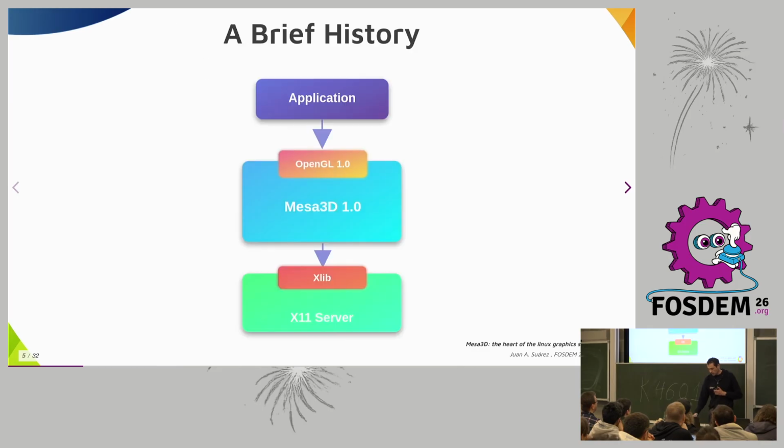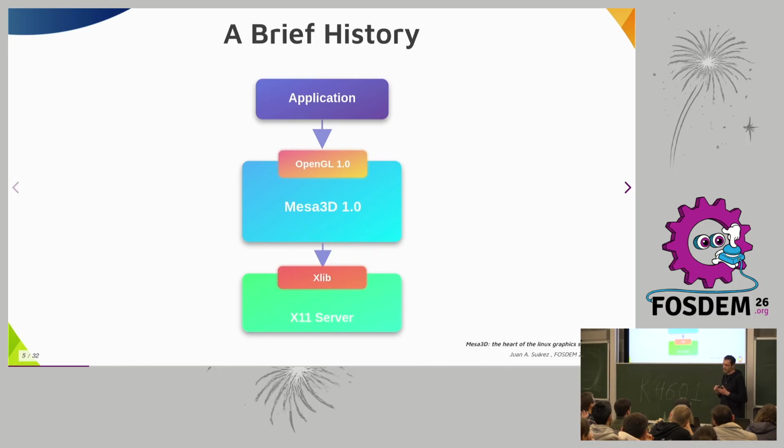So to better understand how Mesa is, let's do a bit of history. Mesa was started by Brian Paul, who is still contributing to Mesa, in 1993. The first release was in 1995. The idea was to take an OpenGL 1.0 application and translate all the API to something you can see in the X server. So basically it was translating all the OpenGL to calls to XLib.